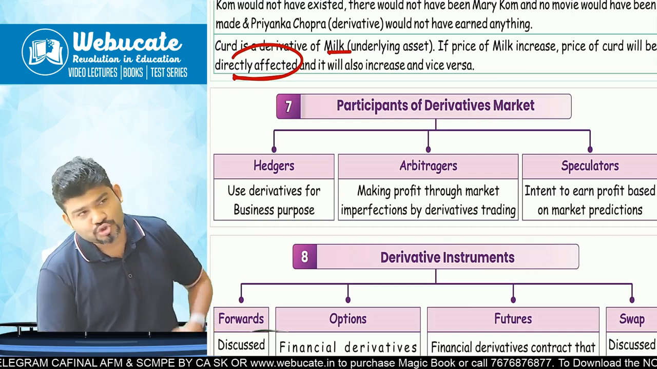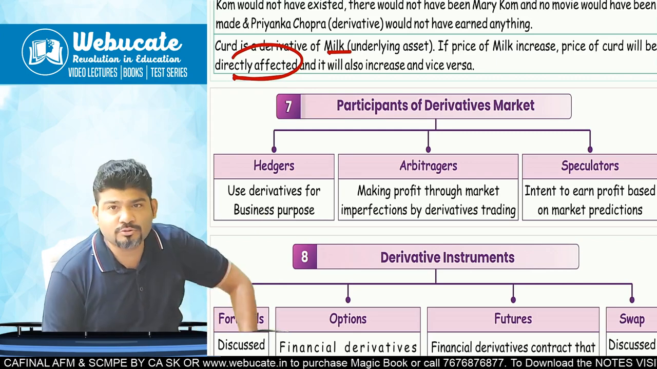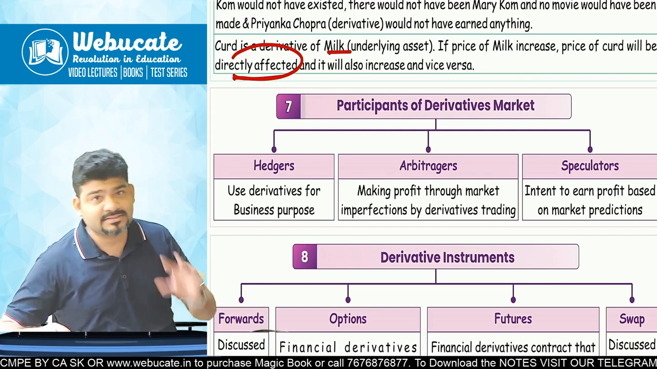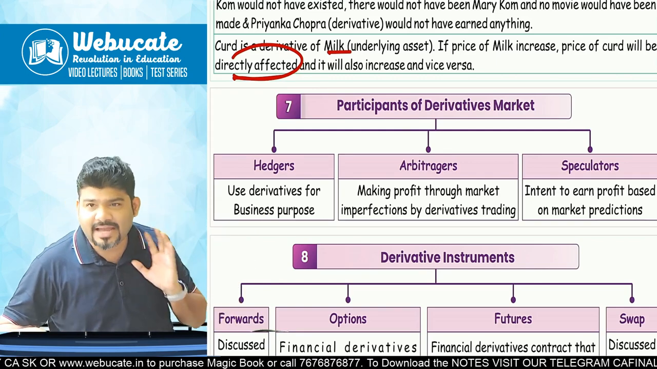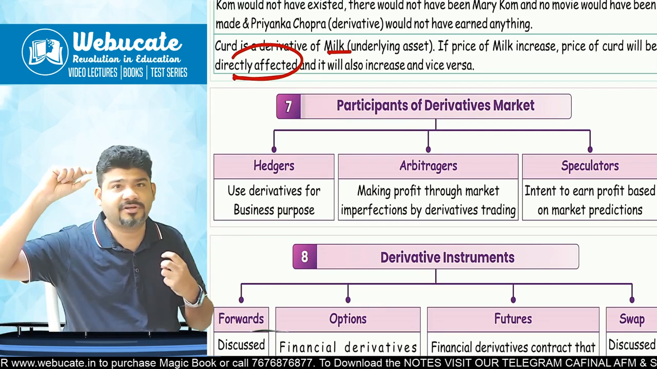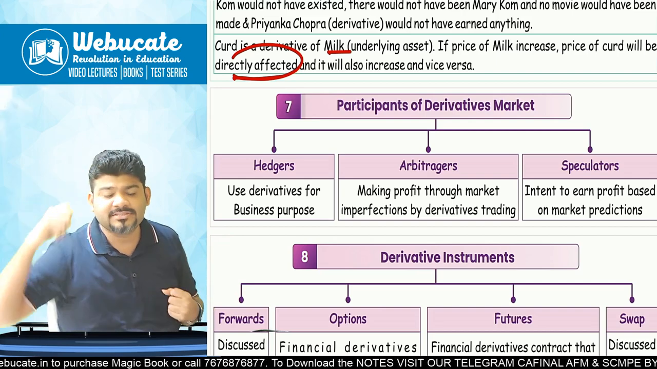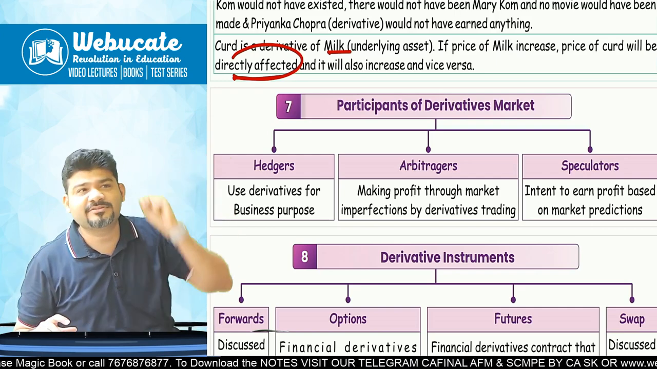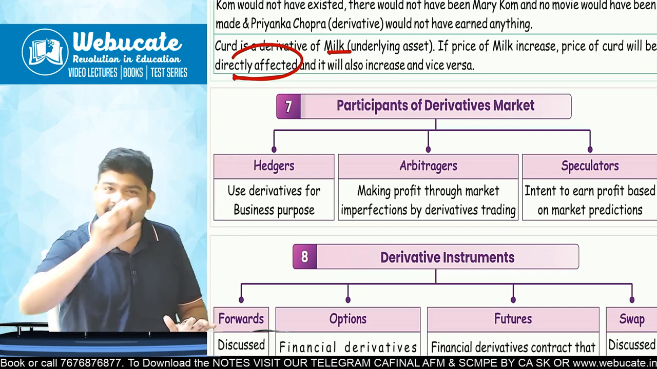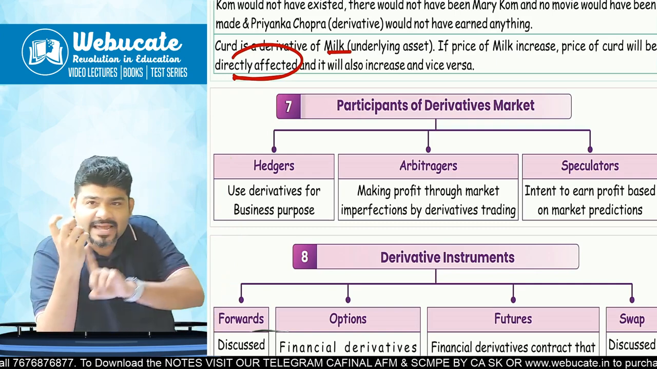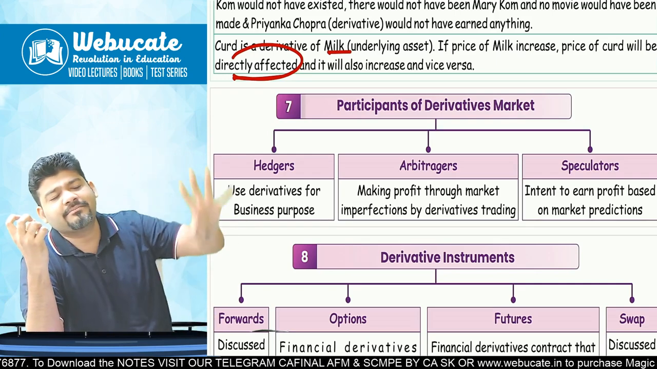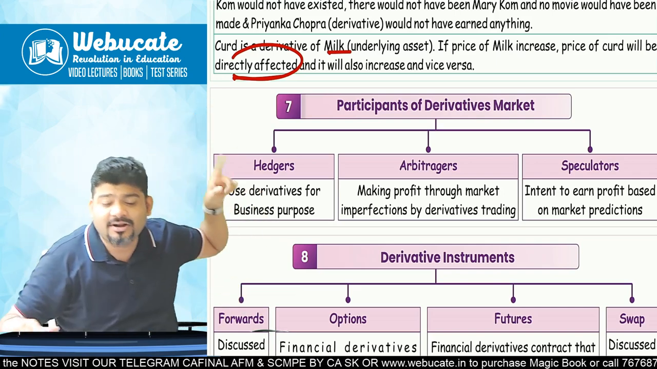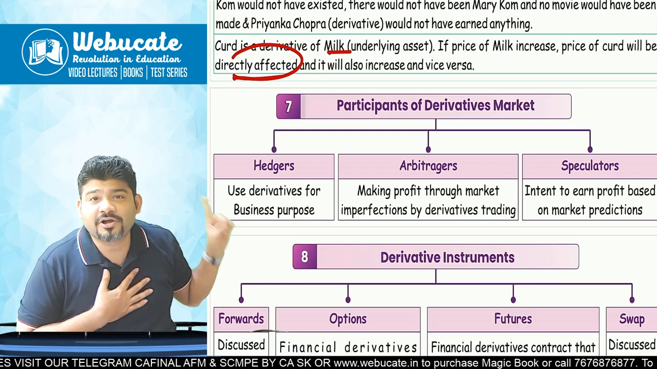I have sold goods worth rupees 10,000 crores or worth $1 lakh. Now, after 3 months, I am going to get $1 lakh. But I am afraid, what if the prices of $1 to rupees fluctuate? Then I will want to cover myself in the derivatives market. The underlying currency rate will be there. That is the underlying asset. But I can enter into a derivative and protect myself from the currency fluctuations. That is called hedging. So I have used it for a business purpose.